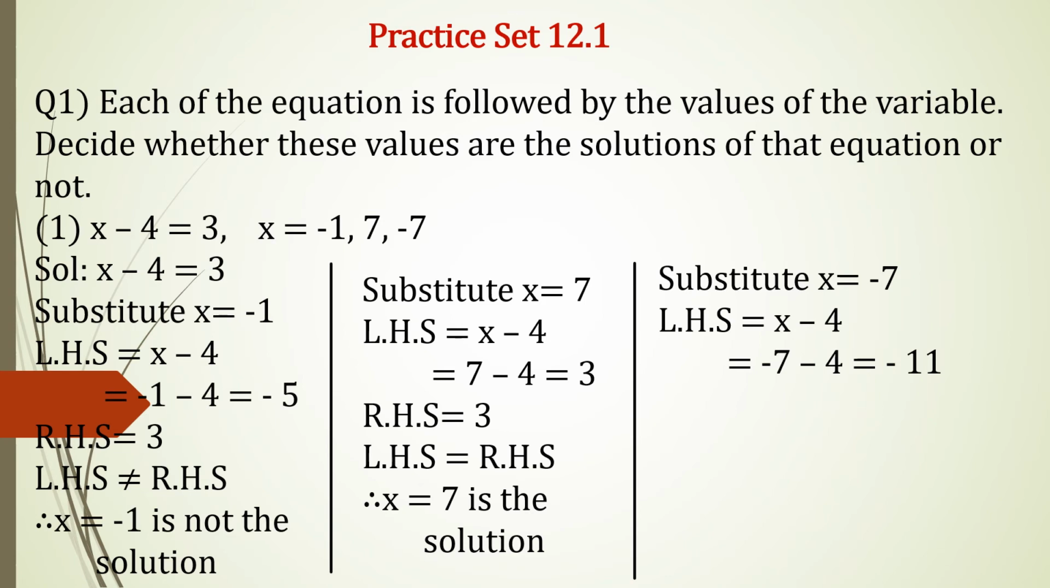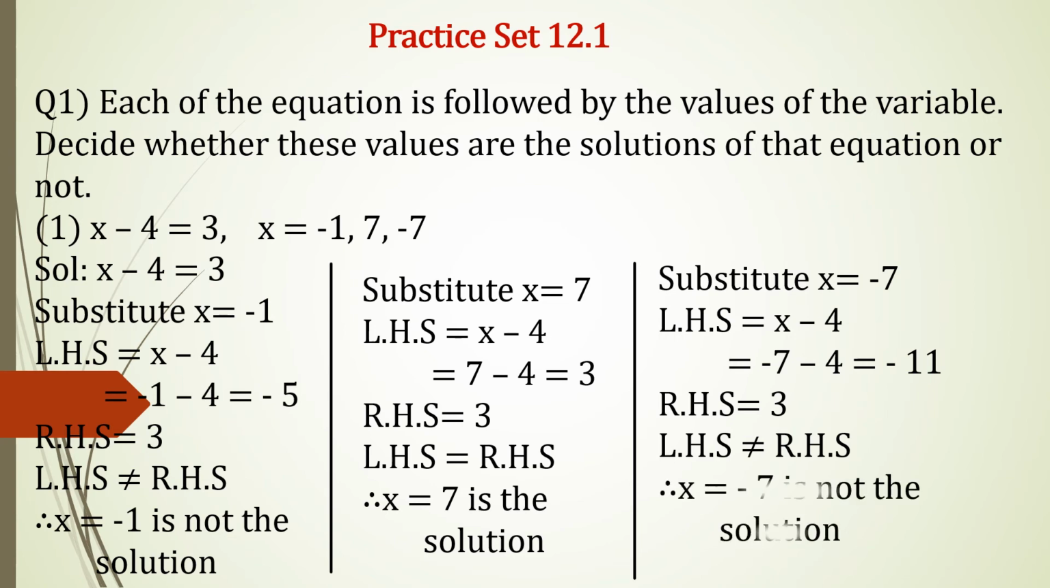Now left hand side, if you put minus 7 you get minus 11. And we have the right hand side value as 3. So my left hand side is not equal to right hand side. Therefore, we'll write down x equal to minus 7 is not the solution. Is it clear, student? Now moving to the next one.